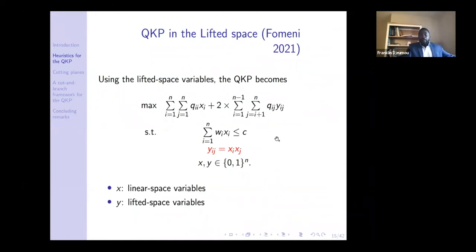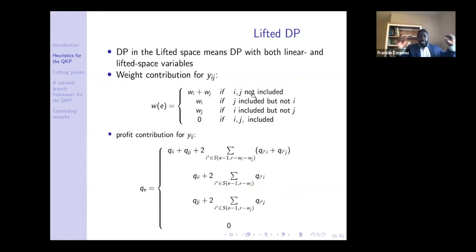So how can that be done? If you take an edge represented by a pair of items, of course, if both items are not yet included in your knapsack, then the weight contribution is the sum of the two. But if one item is already in your knapsack and the other one is not, then the weight is only the weight of the new item, because that's the additional weight that you get.